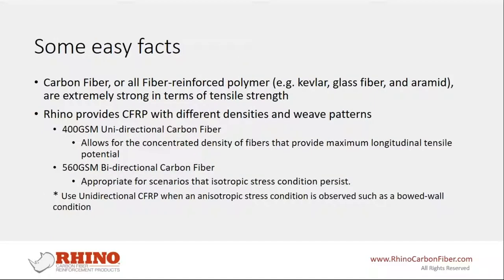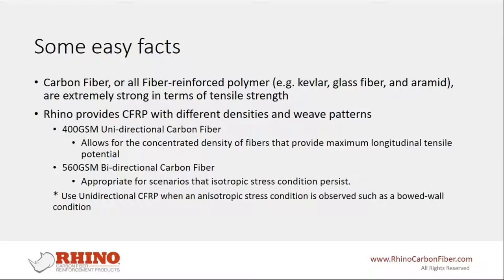Then let's briefly talk about some easy facts about carbon fiber or fiber-reinforced polymers, such as Kevlar, glass fiber, and aramid. In general, they are extremely strong in terms of tensile strength. Rhino provides CFRP with different densities and weave patterns. The two major types we are providing for residential projects are 400 GSM unidirectional carbon fiber and 560 GSM bidirectional carbon fiber. The 400 GSM unidirectional carbon fiber only gives tensile strength in one direction, but it allows for the concentrated density of fiber that provides maximum longitudinal tensile potential.